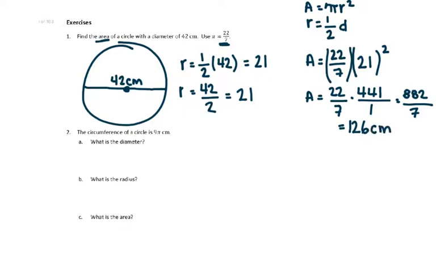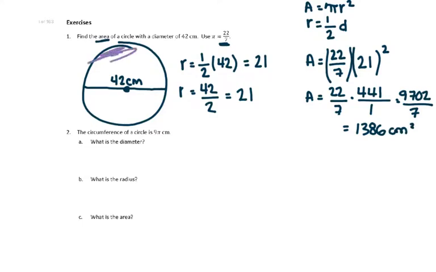No, that's not right. Hold on, I did something wrong, guys. I forgot to multiply. Let me see that again. 22 times 441 is not 882. Sorry about that, guys. I don't know where I got that from. That is 9,702. Okay, so let's see how many times 7 goes into 9,702. And it is actually, I'm so sorry about that, 1,386 centimeters squared. Now that makes so much more sense.